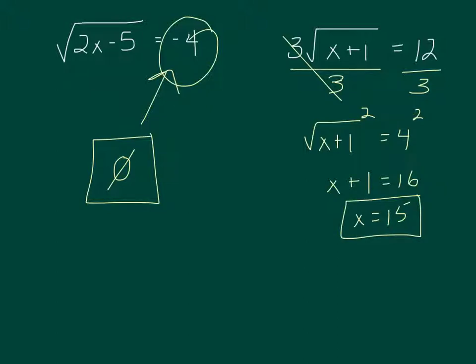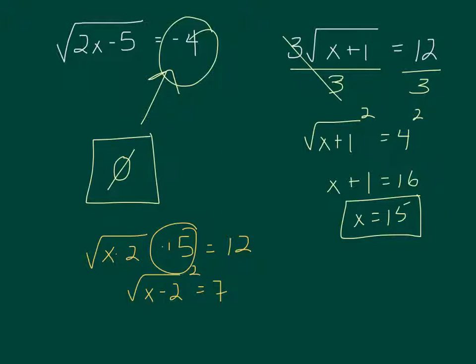The same thing would happen if I had the square root of x minus 2 plus 5, which is not underneath the radical, equals 12. Before I can square both sides, I do need to move that 5 over by subtracting it. So I have the square root of x minus 2 equals 7. Then I will square both sides and get x minus 2 equals 49. So x equals 51. So remember to isolate or get the square root alone before you square both sides.